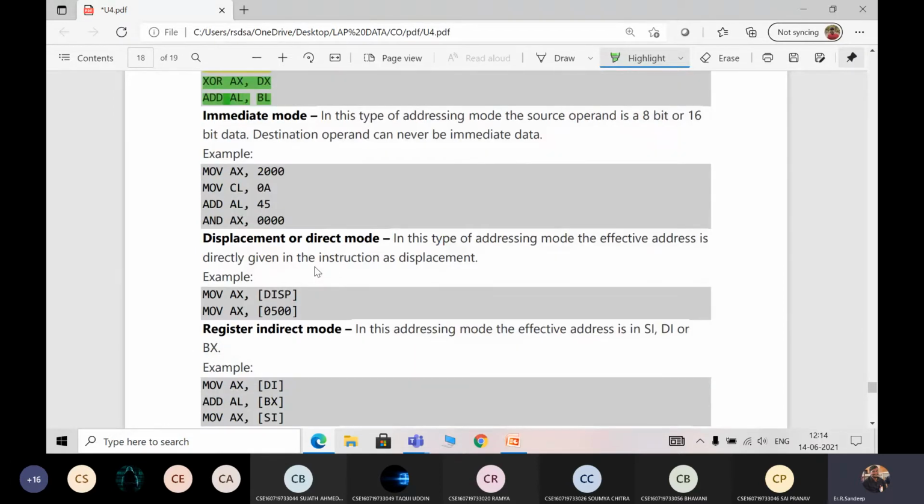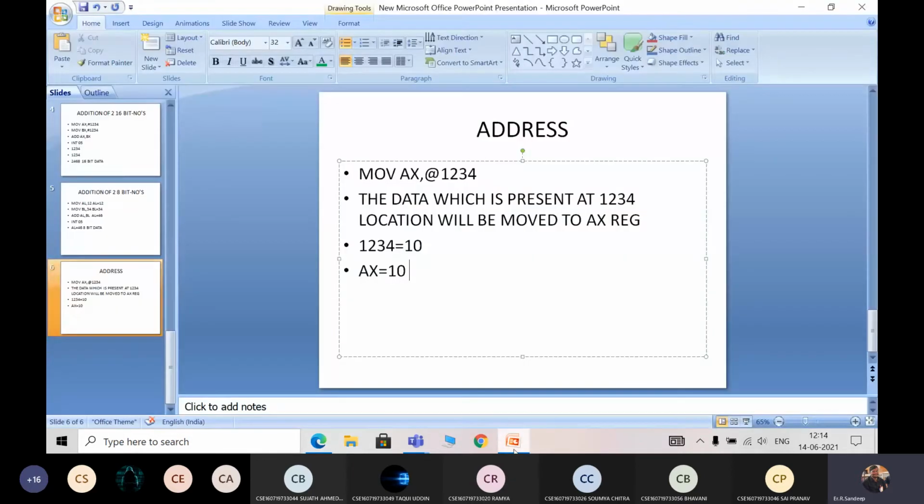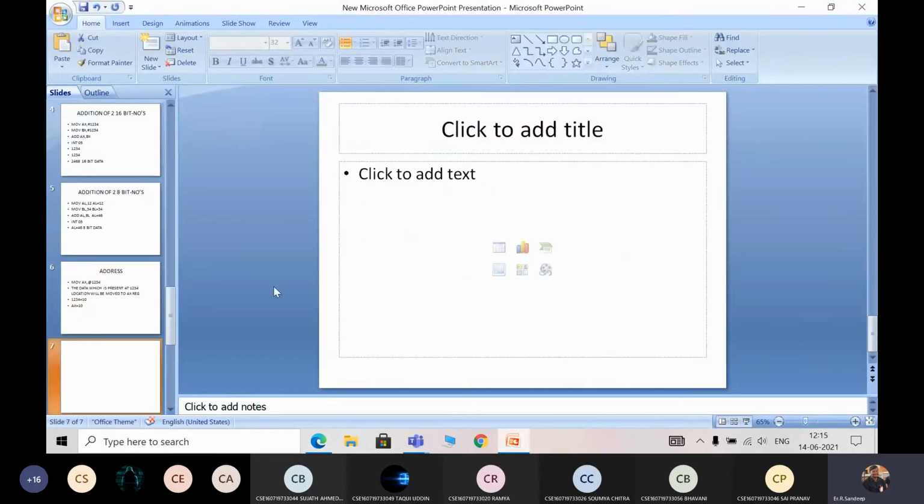This also I told you, immediate addressing mode. When you are specifying, the hash symbol will be used for specifying the immediate addressing mode. In the textbook explanation, they directly gave move AX comma 2000, but when you are executing in the 8086 microprocessor, definitely we will use the hash symbol in front of the 16-bit data, then only it will be accepted. In this type of addressing mode, the source operand is 8 or 16-bit data, and the destination operand can never be immediate data. What he is telling is, one of the registers should be there when we are using the immediate addressing mode.